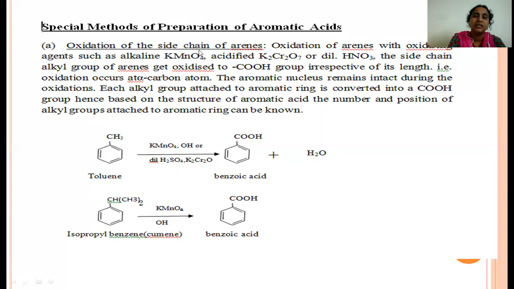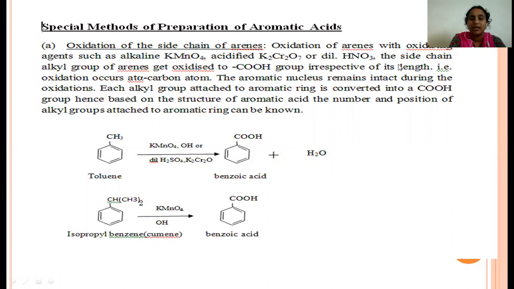There are some special methods for the preparation of aromatic acids. In aromatic compounds, we oxidize alkyl benzenes with KMnO4, that is potassium permanganate, or potassium dichromate, K2Cr2O7, or dilute HNO3, nitric acid, in the presence of any of these oxidizing agents. If the aromatic ring has any side chain or alkyl group, that alkyl group is converted into a carboxylic acid group, irrespective of the length of the alkyl group, whether it is 1 carbon, 2 carbon, or 3 carbon. That complete group is converted into the carboxylic acid.